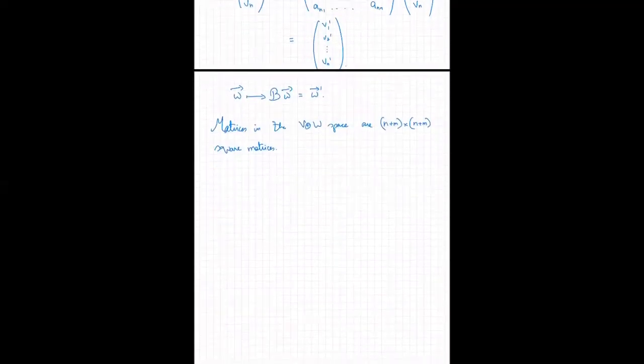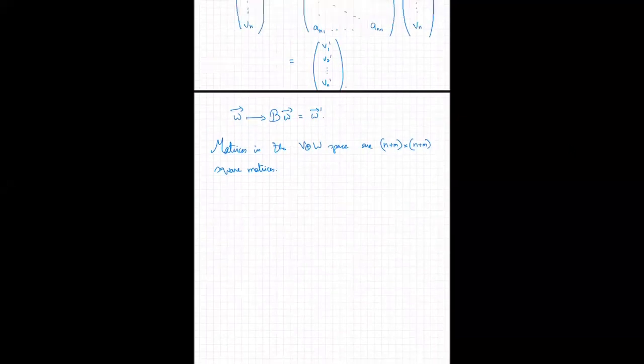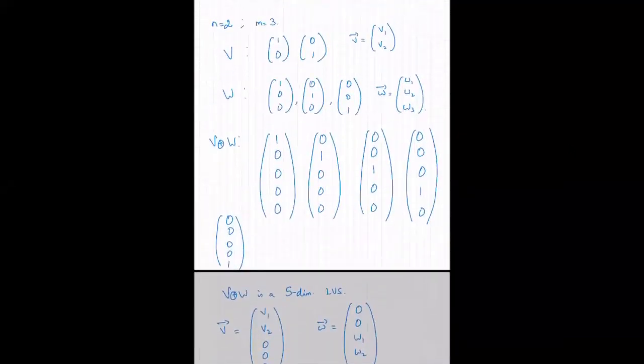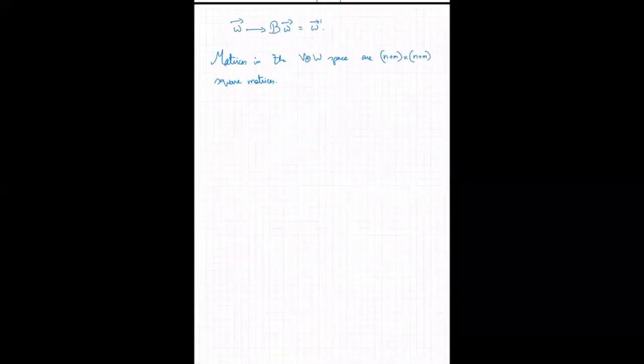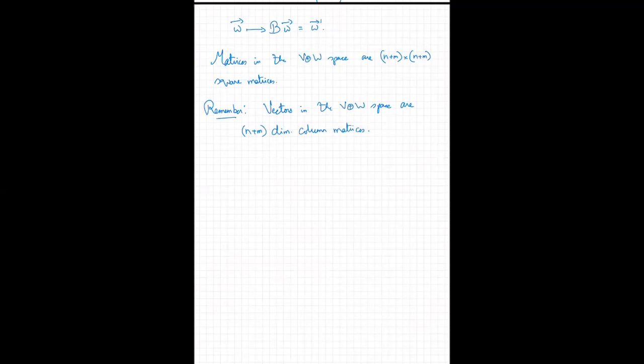Okay. So, see, what do my vectors in V plus W space look like? We just discussed that the vectors in V plus W space are n plus m dimensional vectors. If n equals 2 and m equals 3, the vectors in the direct sum space are 5-dimensional vectors. So remember, vectors in the V plus W space are n plus m dimensional column matrices, right? So let us say n equals 2 and m equals 3. Your vector, which I can think of as a direct sum of V plus W, will have components alpha 1, alpha 2, alpha 3, alpha 4, and alpha 5, right?